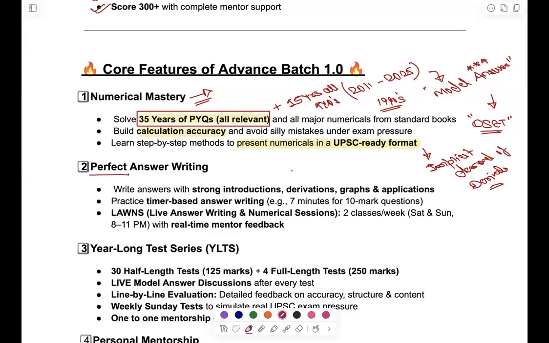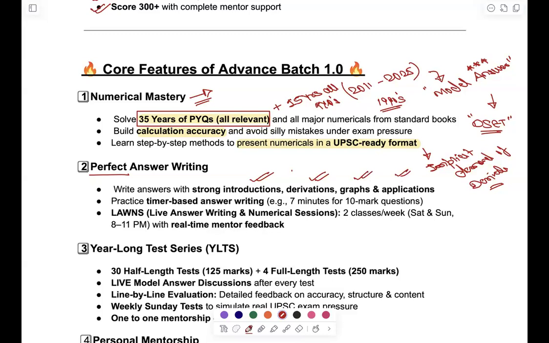But ठीक है. So perfect answer writing, I mean that you will be able to write a strong introduction, right? We will be working on derivation: how much to write, what portion of the derivation we can trim, what portion of the derivation must be written, right? What graphs we can incorporate, what applications we can write, and all those things.